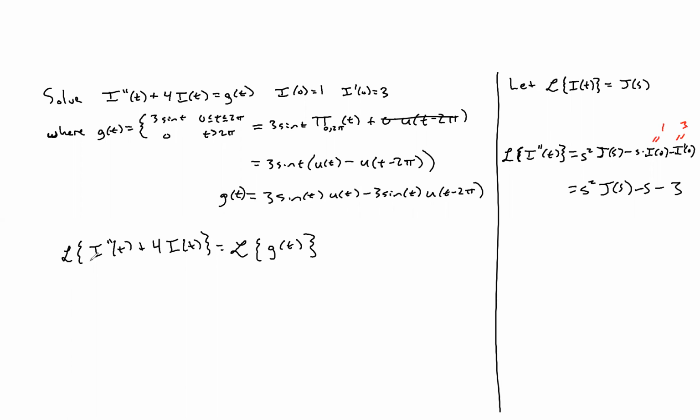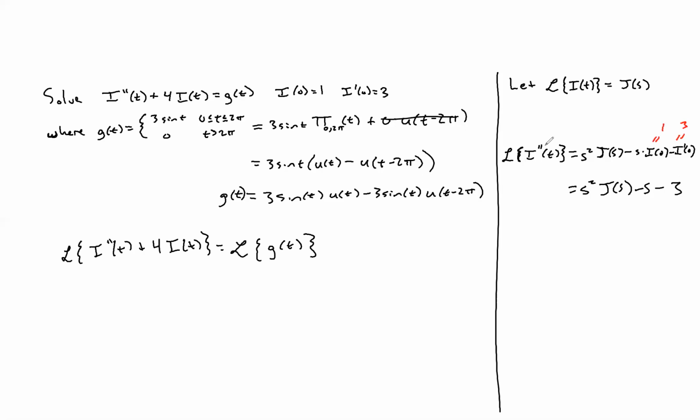On the left-hand side, I went ahead and wrote just a reminder from one of our tables that we saw in a previous section. If we say that the Laplace transform of i equals capital J, you could use any function name you like, just as long as you're switching from a function of t to a function of s. So the Laplace transform of our current function i(t) equals some function of s. We'll call it J(s). And then the Laplace transform of i double prime, by that table 7.2, is s squared times the Laplace transform of i, minus s times i(0), minus i prime of 0. But i(0) is 1 and i prime of 0 is 3, because those were our initial conditions that we were given. So we've got s squared times J(s) minus s minus 3 for the Laplace transform of i double prime.